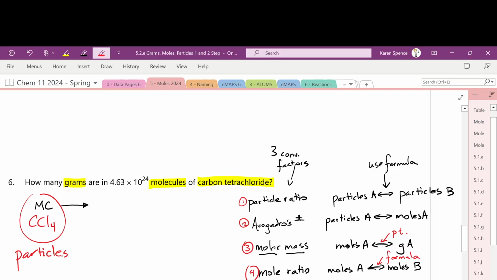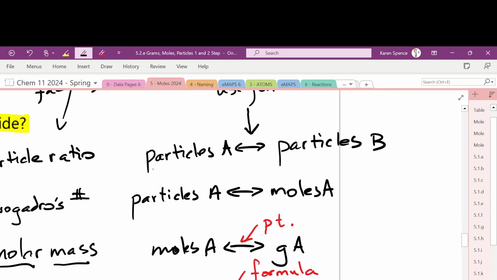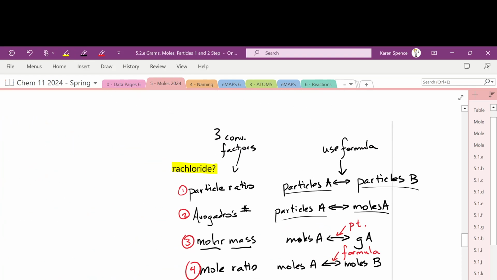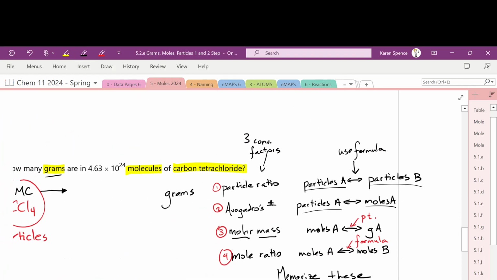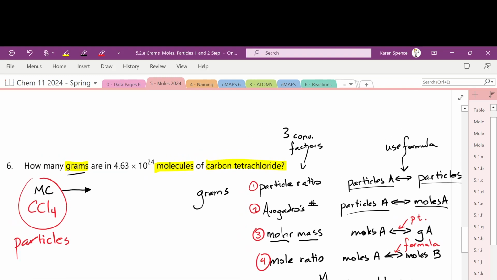Those are particles. What are we asked to find at the end? We are asked to find grams, which is our mass. So we want grams. What can we convert particles into? If you look, you can convert particles of A into particles of B, or you can convert particles into moles. Is the particle ratio of any use here? No, because we're always dealing with CCl4. We want to know the mass of CCl4. We're starting with grams of CCl4. We will not be using the particle ratio nor the mole ratio.